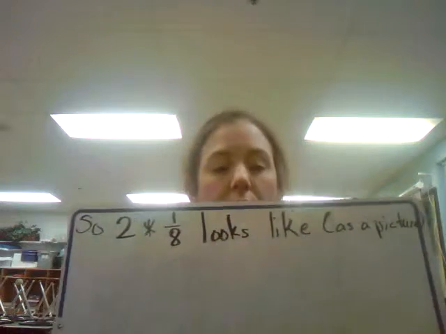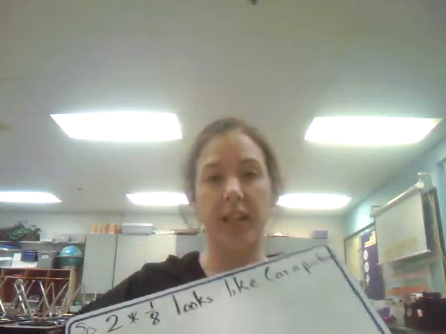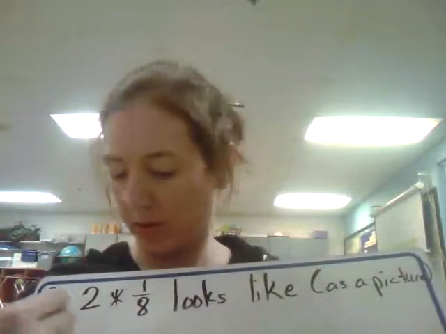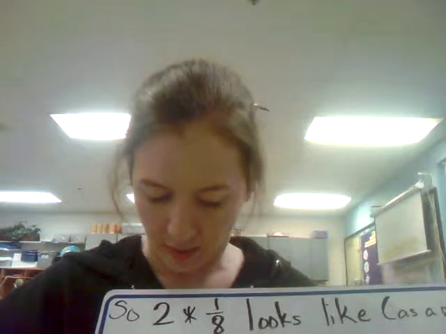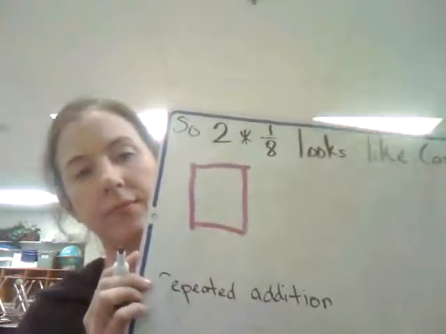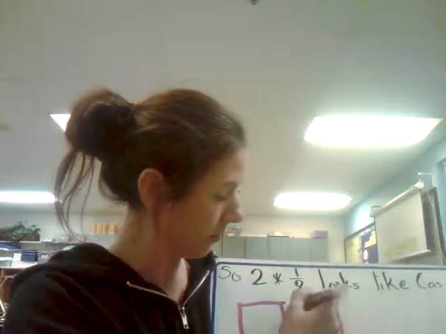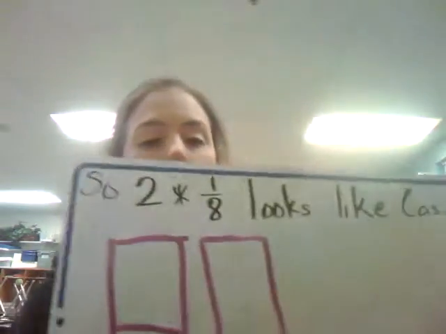So then let's look at that problem. 2 times 1/8 looks like this as a picture. Step 1: how many rectangles am I drawing? 2. That's my whole number right there. So I'm going to draw 2 rectangles. And again, I'm not perfect. See? Just a human. Ta-da! There's my 2 rectangles.